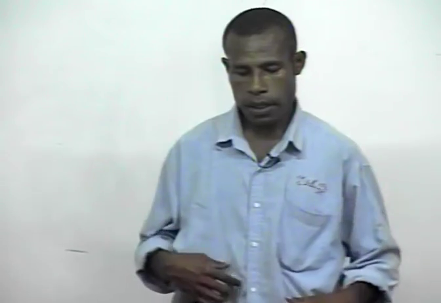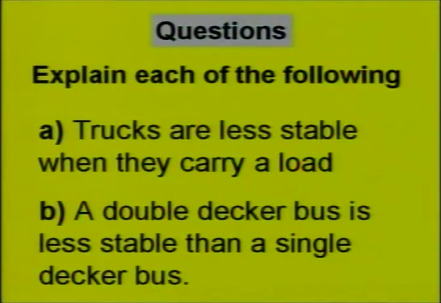All right, question number 1, explain each of the following. A, trucks are less stable when they carry a load, and B, a double decker bus is less stable than a single decker bus. Okay, that is for question number 1.